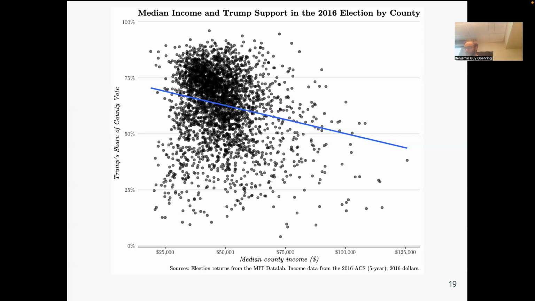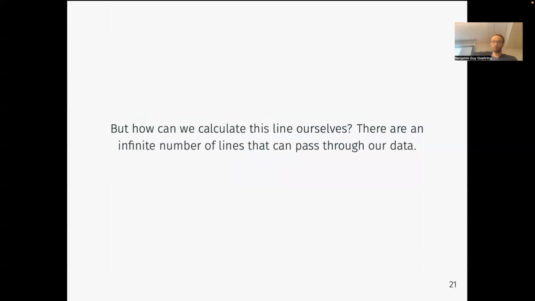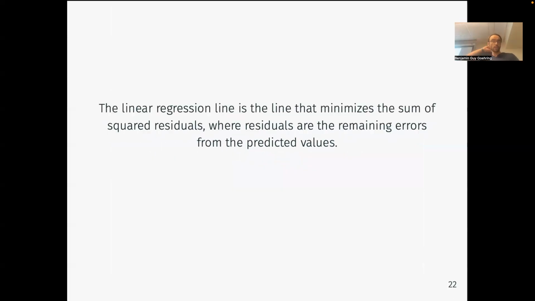And so how do we know that this line is the best line? And what do I even mean when I say it's the best line? So this is a bit of a mouthful. This linear regression line is the line that minimizes the sum of squared residuals. So there are about five buzzwords in there, and we're going to walk through those.